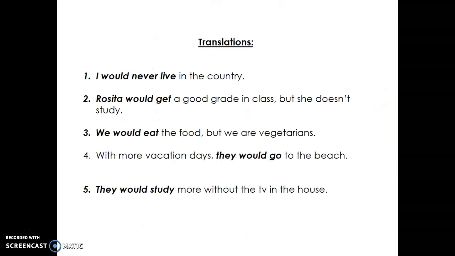So I would never live in the country. That was número 1. Rosita would get a good grade in class, but she doesn't study. That was número 2. We would eat the food, but we are vegetarians. Number 3. With more vacation days, they would go to the beach. Número 4. And then finally, número 5, they would study more without the TV in the house. All right, so those are just some translations.